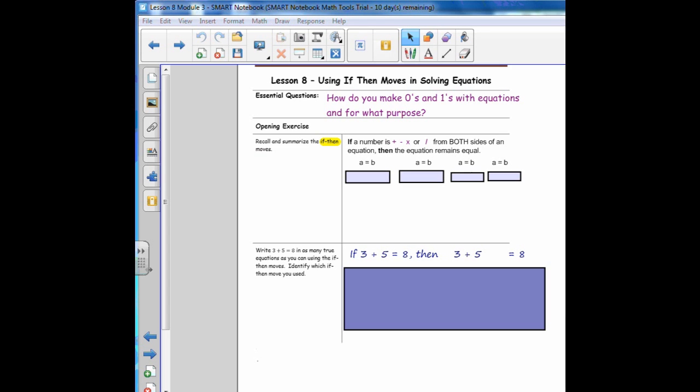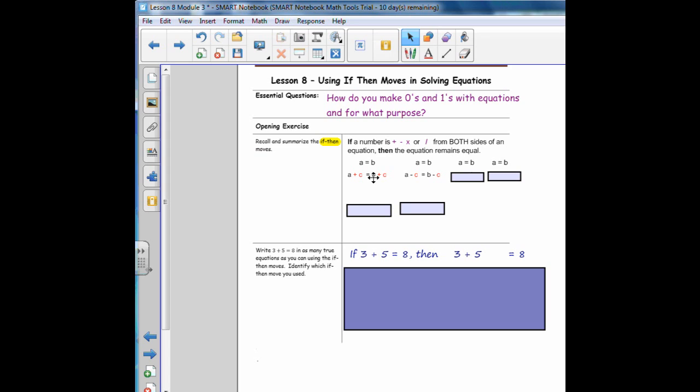Recall and summarize if-then moves. If a number is added, subtracted, multiplied, or divided from both sides of an equation, then the equation remains equal. For example, if A is equal to B originally, then if you add C to both sides of the equation, it remains equal. If A is equal to B and you subtract C from both sides of the equation, the equation remains equal.